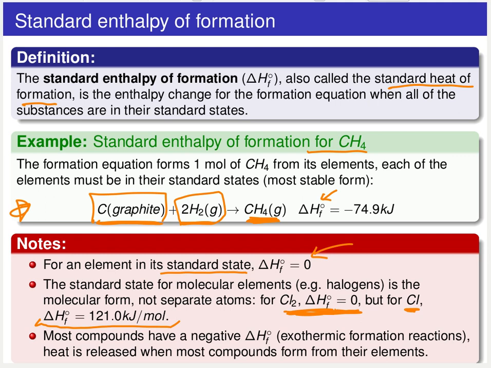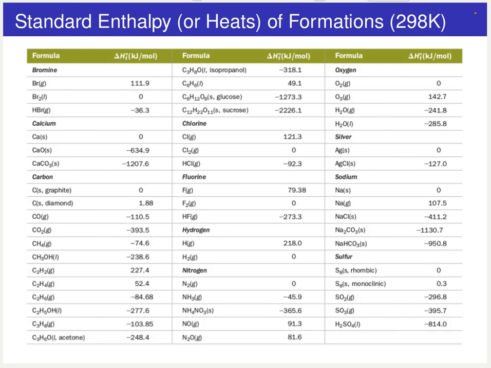And then a final note that I'll make is, most compounds have a negative delta H of formation. In other words, most compounds are below sea level, if we were to use our analogy from before. So once you form a compound, you're basically going below sea level there for most compounds. In other words, there's an exothermic formation reaction involved with that formation of the compound. So heat is released when most compounds form from their elements, okay? But the key word there is most, right? There are a handful of exceptions, and once again, those exceptions would be noted in a table. So let's go ahead and take a look at that table then.